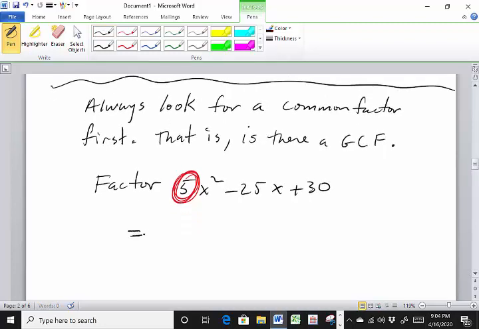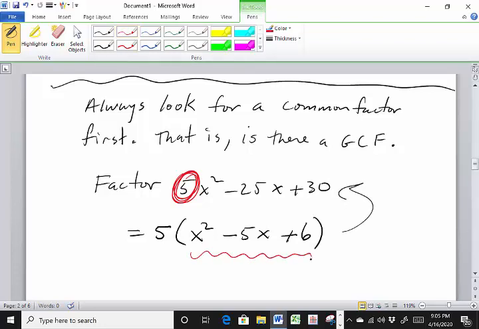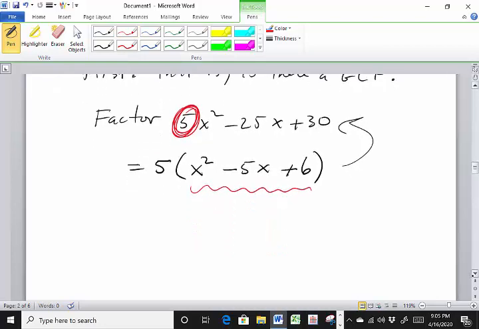So we're going to factor out a 5. And we're going to go 5 times what gives me 5x squared? Well, x squared. And 5 times what gives me a minus 25x? So that's minus 5x. And then 5 times what is going to give me 30? Well, that's plus 6. So again, these are equivalent. But now we have our trinomial, right?